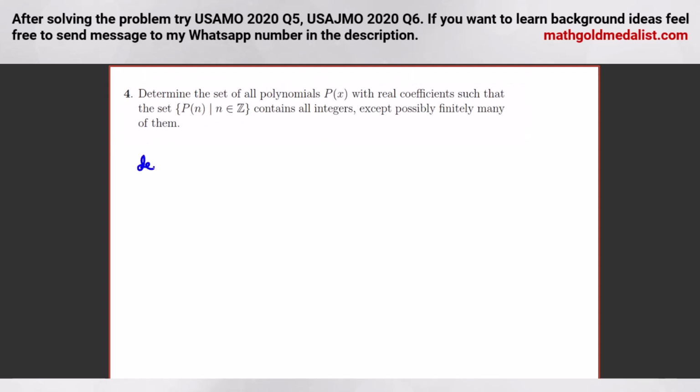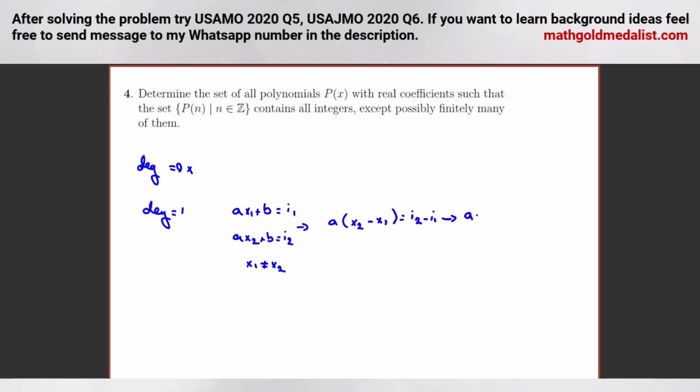So if degree is 1, degree 0 we said is bad, right? Degree 1: ax1 plus b is integer I1, and ax2 plus b is integer I2. So a times (x2 minus x1), where x1 is not equal to x2, is I2 minus I1. So do you agree a is (I2 minus I1) over (x2 minus x1)? So do you agree it's rational?